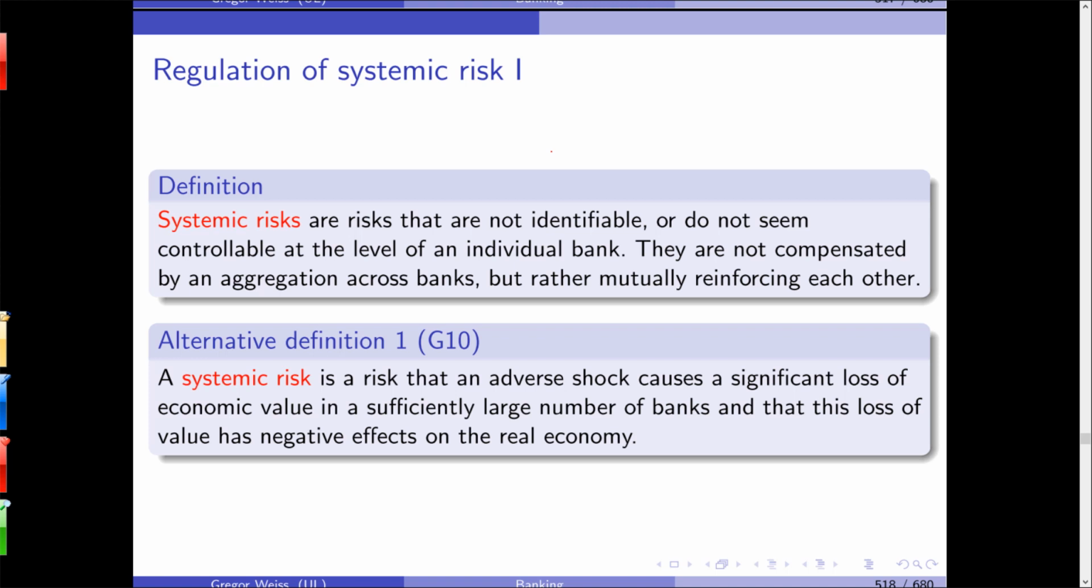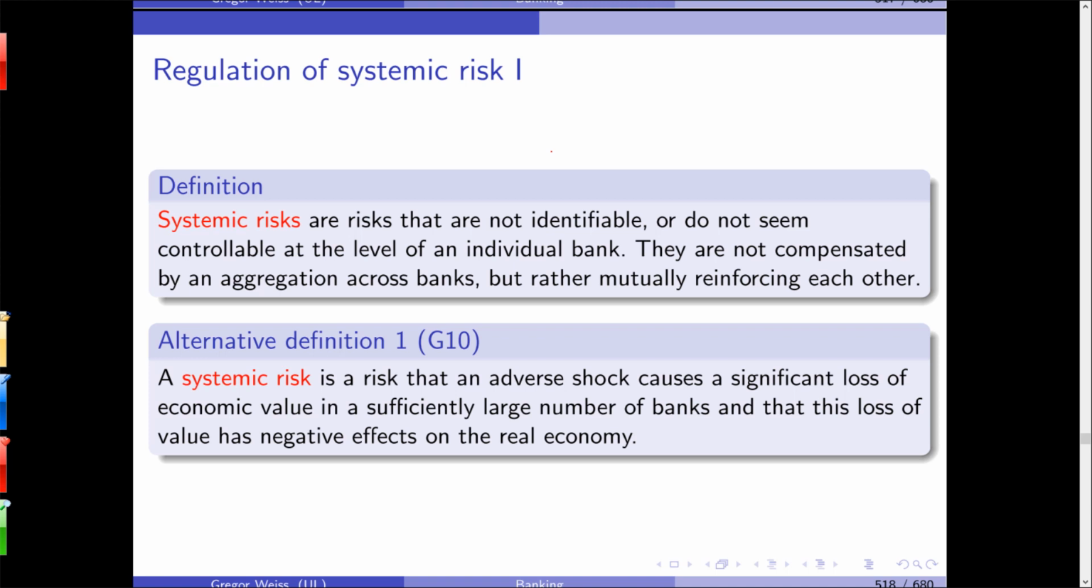There is one definition. This is alternative definition 1, given by the G10 at the time. A systemic risk is a risk that an adverse shock causes a significant loss of economic value in a sufficiently large number of banks, and that this loss of value has a negative effect on the real economy. I've seen people use this definition of systemic risk and apply it to the insurance sector. Why? Because it's probably the most general definition you will find.